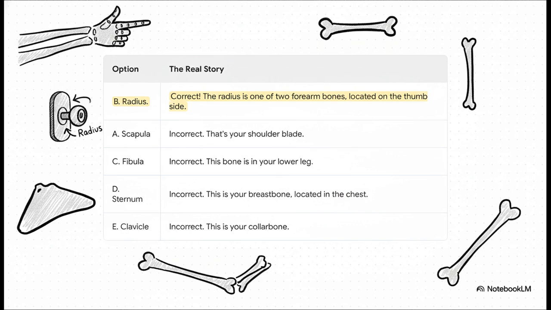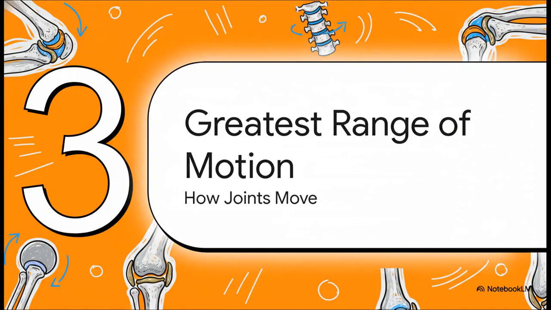That's the one. It's the bone in your forearm that's on the same side as your thumb. Here's a cool way to remember it. When you turn a doorknob, that twisting motion, that's your radius rotating around the other forearm bone, the ulna. Pretty neat, right? The other options, well, they're all over the place. Your shoulder blade, your lower leg, your chest, but not your forearm. Okay, so we've ID'd a bone, but let's be real. The real magic isn't just the bones themselves, it's how they move.